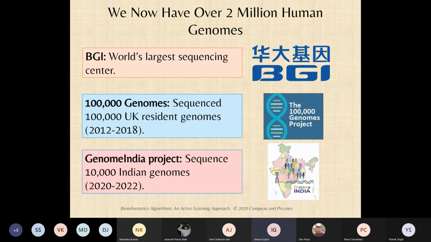And there are also a lot of projects around the world on a governmental scale. When I say BGI, that means there is a project going on in China where they have probably sequenced more than 10 million humans already. Then there's a project called the 100K project. Residents of the United Kingdom, from 2012 to 2018, have already sequenced about 1 lakh genomes. And then there is the Genome India project, where the idea is to sequence 10,000 Indian genomes. This project is ongoing. It will be finished in August 2022, this year, and the results will be announced on Independence Day, not Republic Day, sorry.